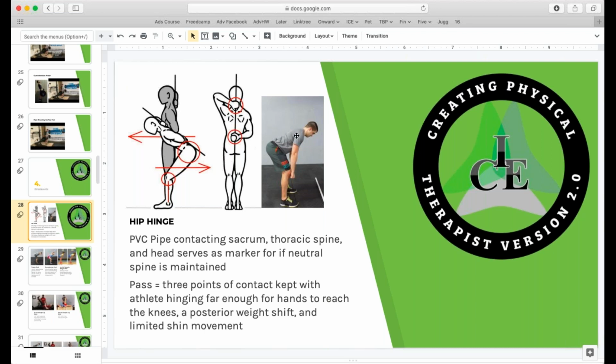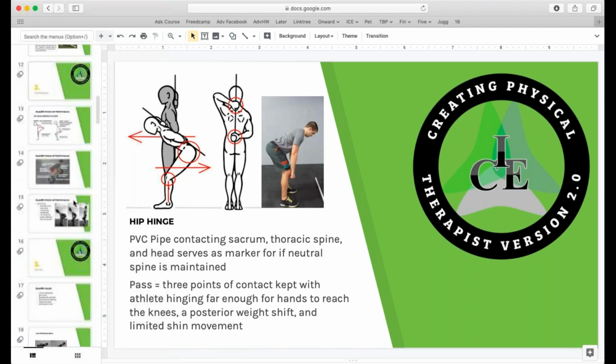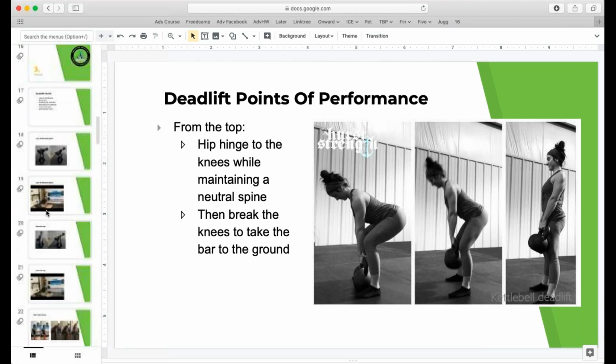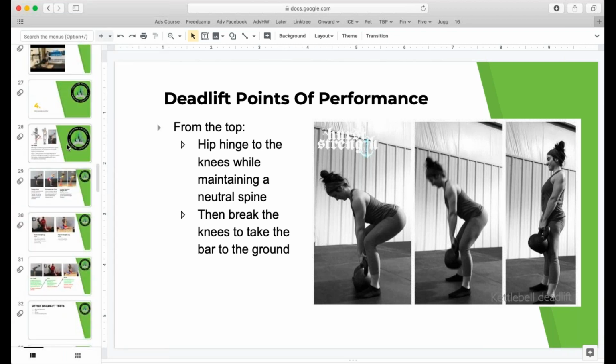And then if we drop that PVC pipe and then lower the arms down without moving hip positioning, the hands would be at or below knee level. That would, to me, signify that they have the ability to maintain neutral spine positioning as they go through a hip hinge position to the point that we talked about earlier when I talked about my top-down approach, that they can get to this middle picture and then bend their knees to get the bar down to the ground or the kettlebell down to the ground. But I want that hip hinge to the knees first.